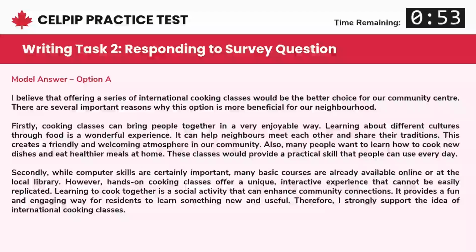The writer also contrasts this option with computer classes, suggesting cooking offers a more unique, interactive experience. The organization of the answer is effective. It starts with a clear statement of choice. The body of the response uses 2 paragraphs, each presenting distinct arguments. The first paragraph focuses on the social benefits and practical skills gained from cooking. The second paragraph acknowledges the alternative but reinforces the advantages of the chosen option. Helpful linking words like firstly, also, and therefore are used to connect ideas smoothly.